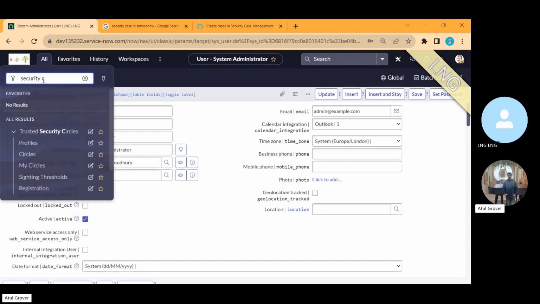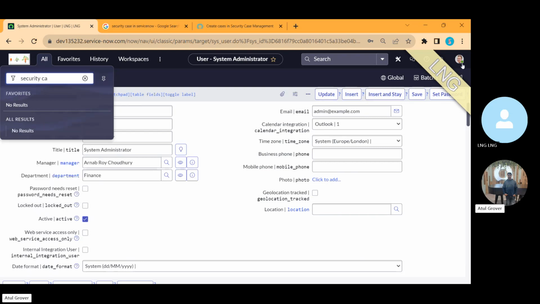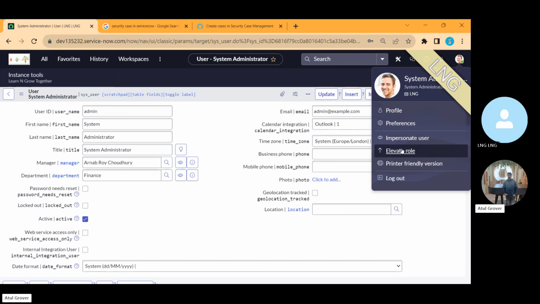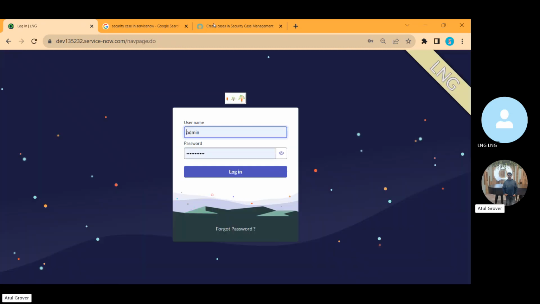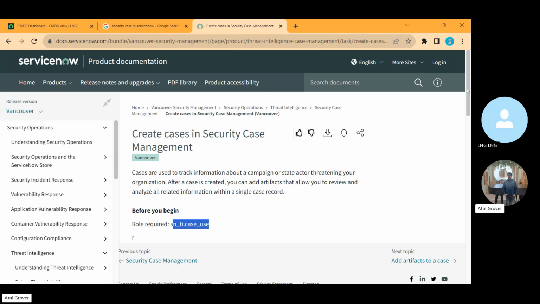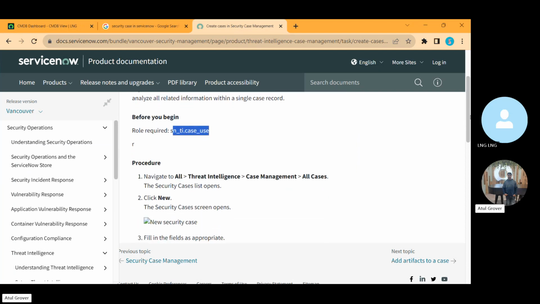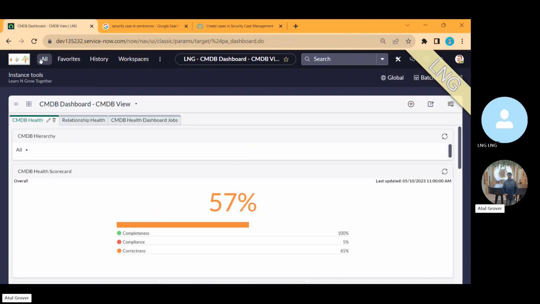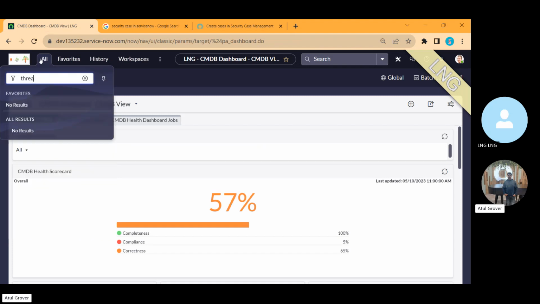Create security case. Let me try to log out and log in again, even though I'm not on the right role as told by ServiceNow. But let's see. After logout, maybe we can get it. Let's see what they're saying. See, it's saying go to the threat intelligence, and I don't have threat intelligence installed in my system here. So we need to activate that plugin.